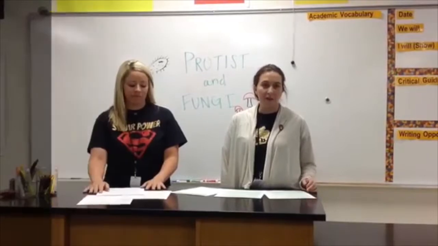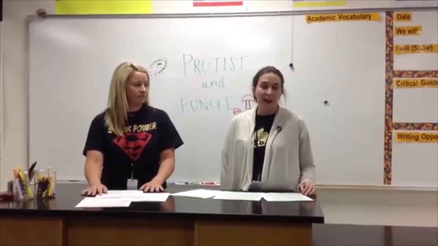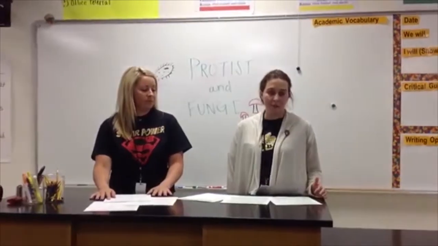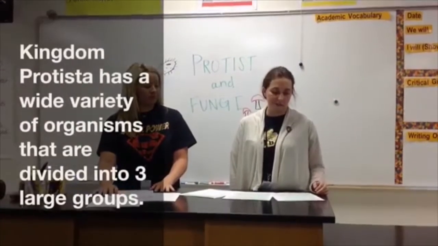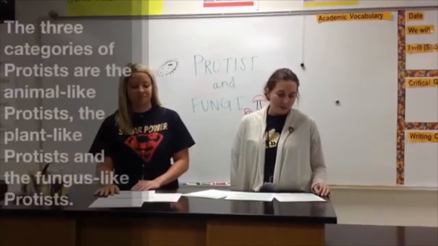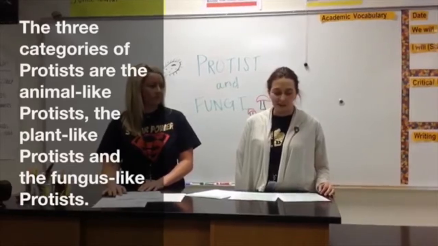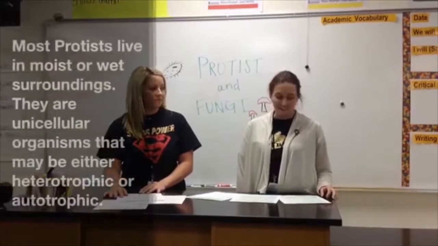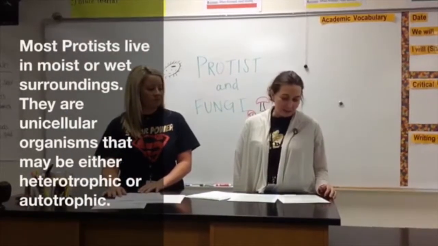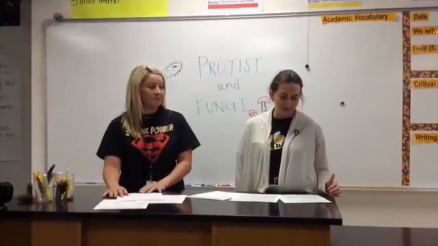This kingdom has a wide variety of organisms that are grouped into three different categories: animal-like protists, plant-like protists, and fungi-like protists. That sounds like it has a bit of everything in it. It does. Most protists live in moist or wet surroundings. They are unicellular organisms, which is one cell, and may be either heterotrophic or autotrophic. So unicellular means single cell?